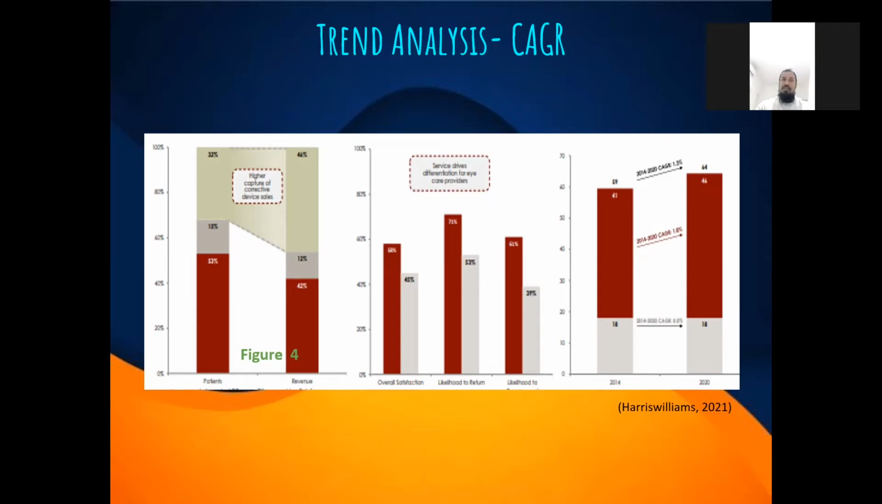CAGR stands for the compound annual growth rate. The CAGR of the vision care industry is expected to rise by around $7 billion from 2018 to 2026, with a percentage of 5.6%. And around 75% of the UK population requires vision corrective measures, of which around 2 billion people are living with sight loss and require support for vision correction.